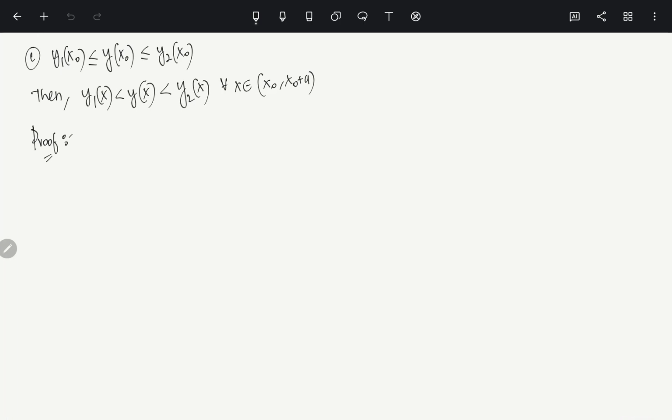So let's look at the proof. We'll just prove one part; the other part is exactly the same. It doesn't matter. Let's say that y naught, which I am defining as y at the point x naught, is less than y2 at the point x naught. If something like this happens, then y of x should always be less than y2 at the point x. This is always true. Why? By the previous theorem.